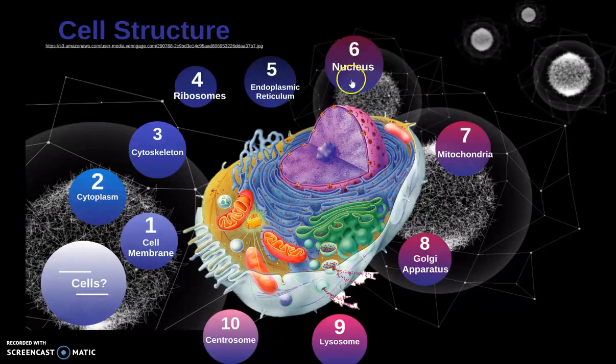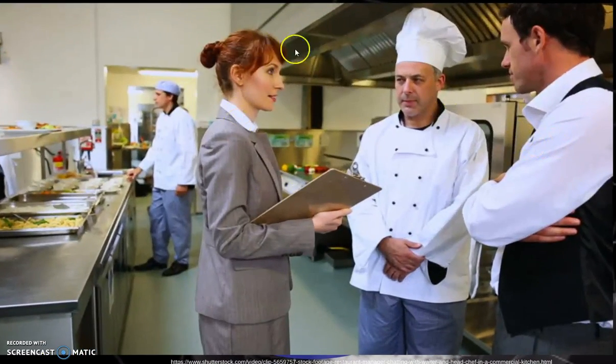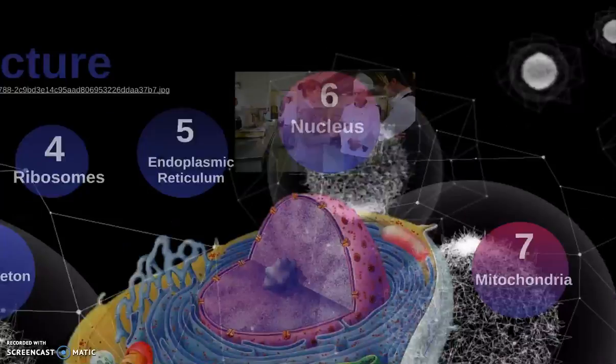The nucleus of our restaurant is the boss, because in particular here, she would tell the cooks what to do or how the waitresses do what they do, and she would regulate and control her restaurant. And that's what the nucleus does for our cell.